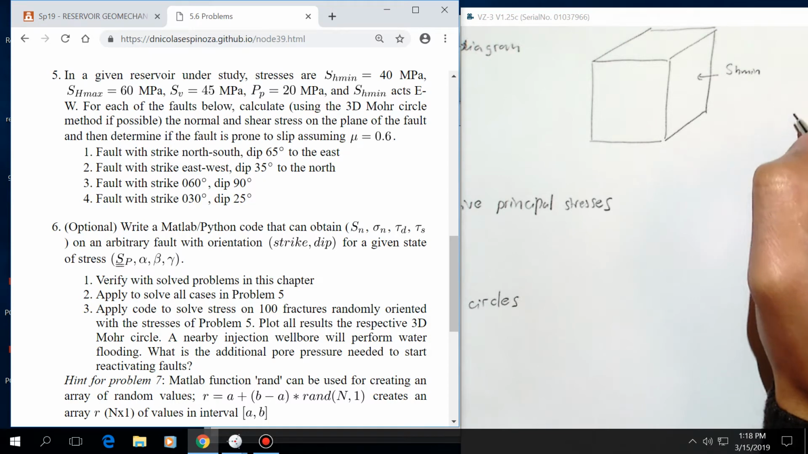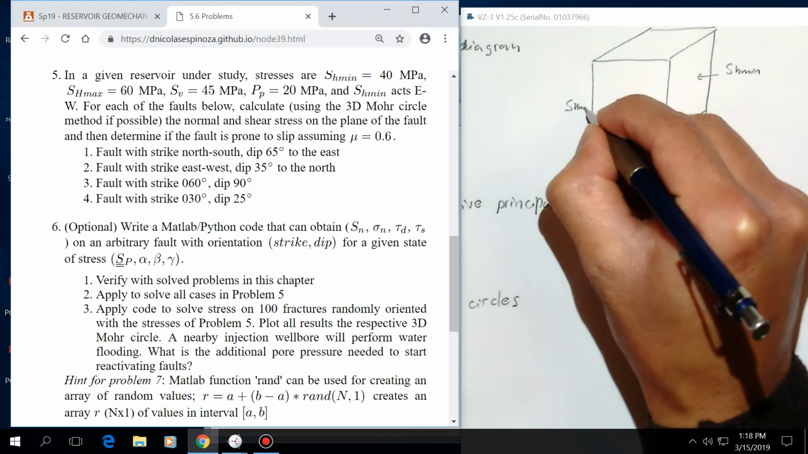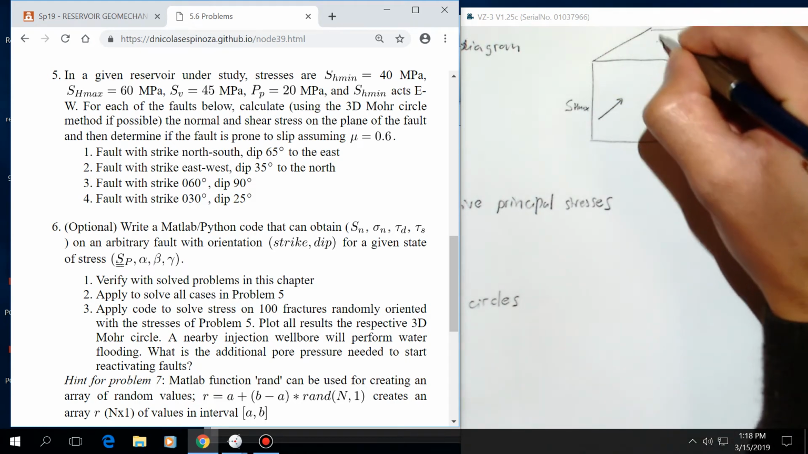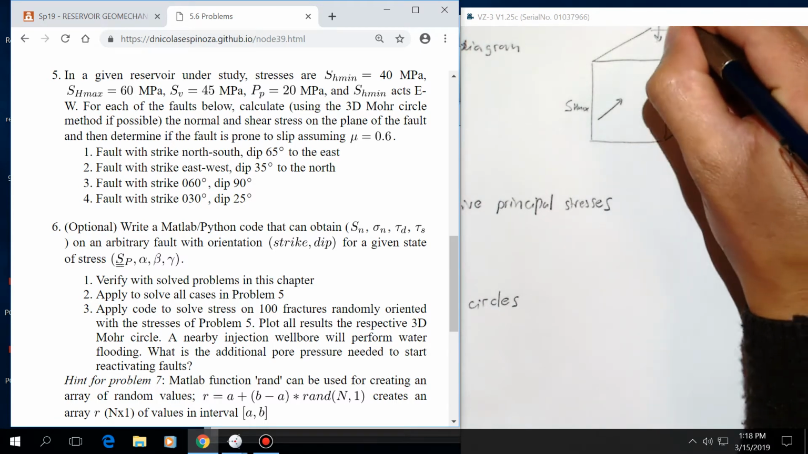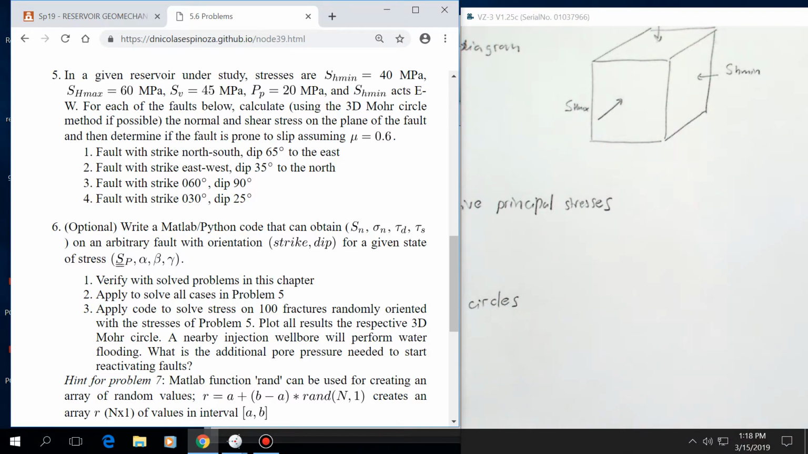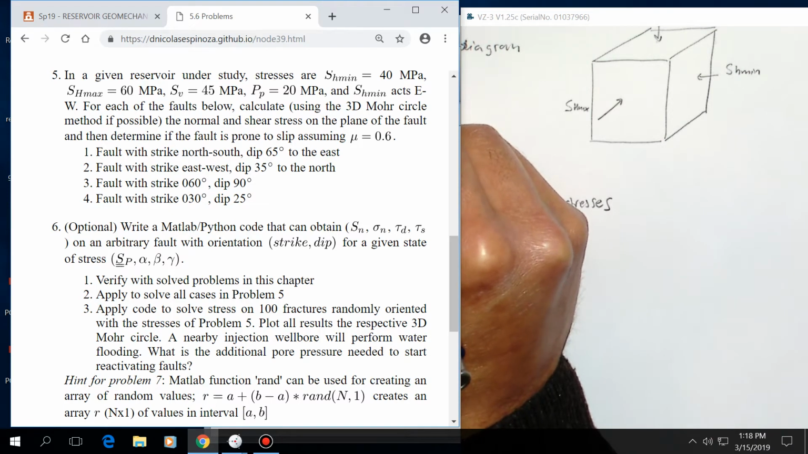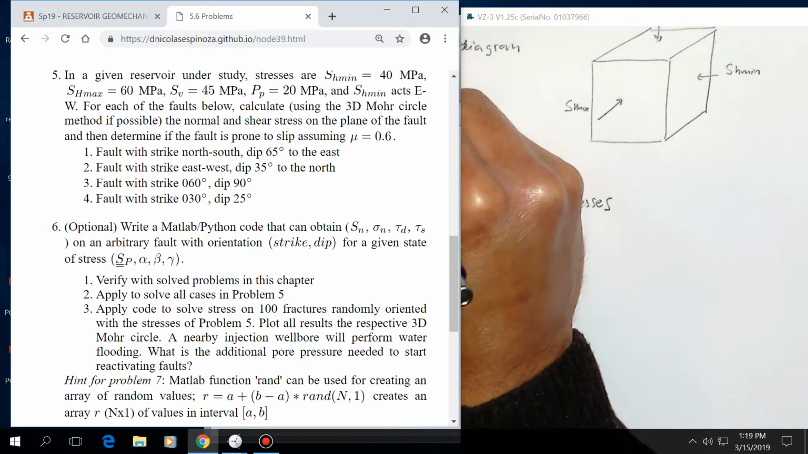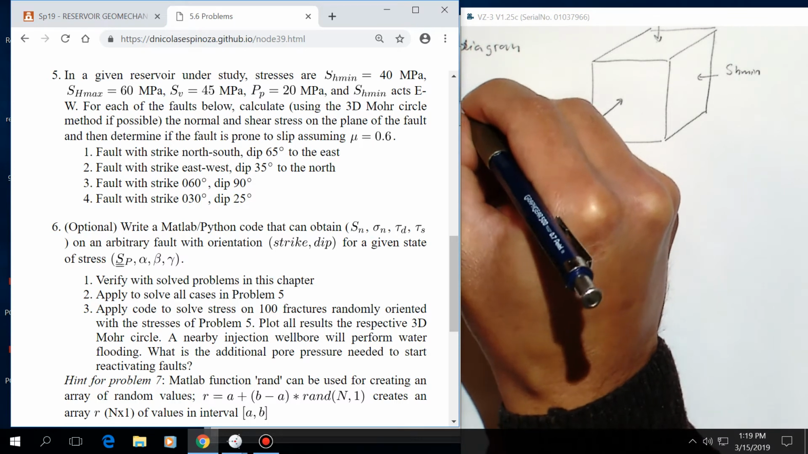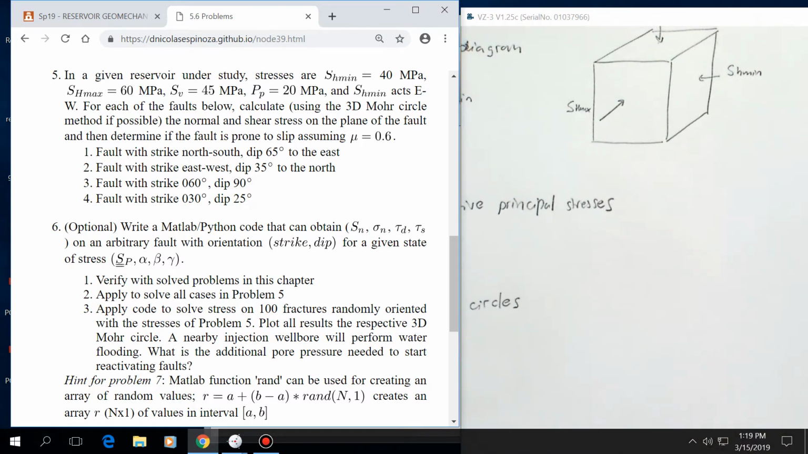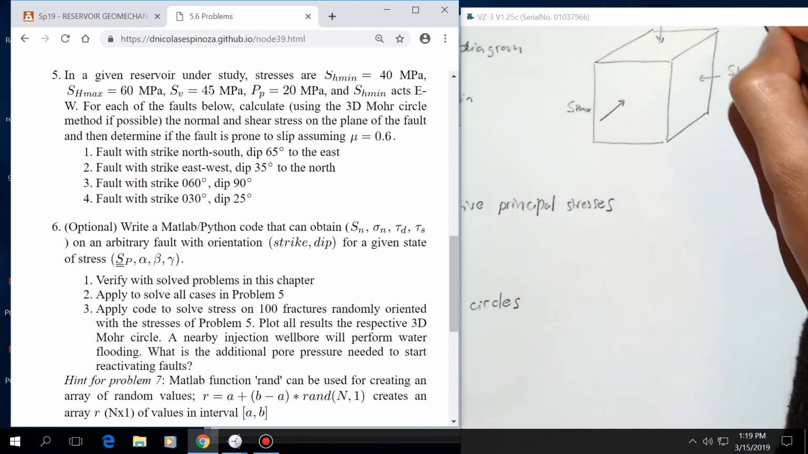So SH mean, SH max, and what is the value of SV? And what is the stress regime here? Looks like strike slip, right? Okay, so remember always to write here what is your coordinate system.